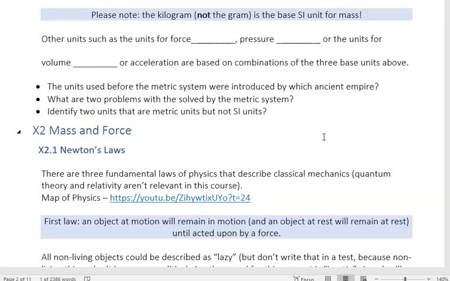We'll talk about that with specific examples when we get there, but for the moment, just know that the kilogram is the base SI unit. It's the only one with a prefix in its title. Other units, such as a unit for force, what's a unit for force?